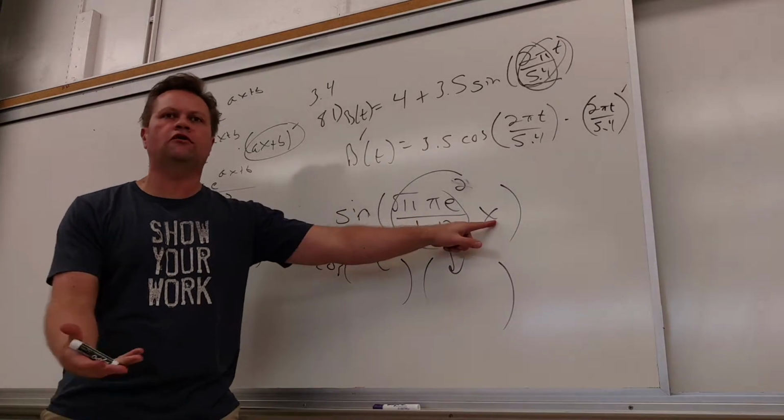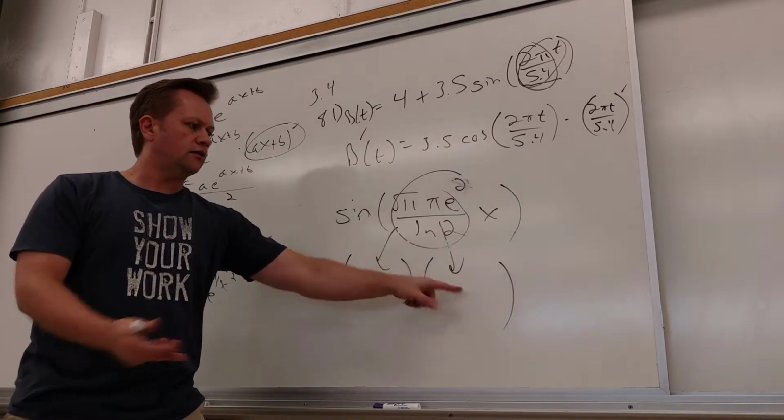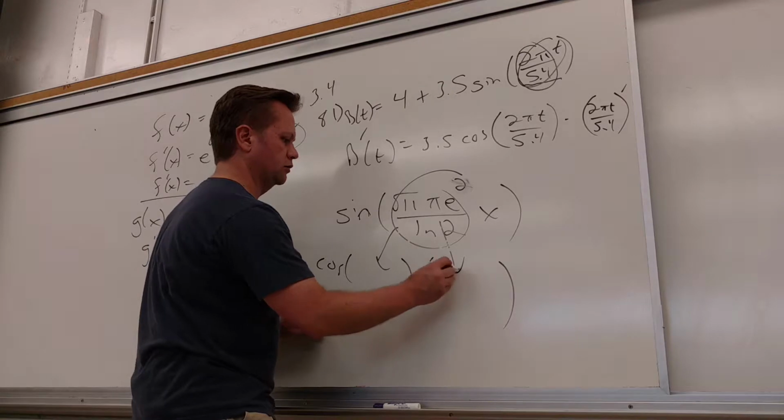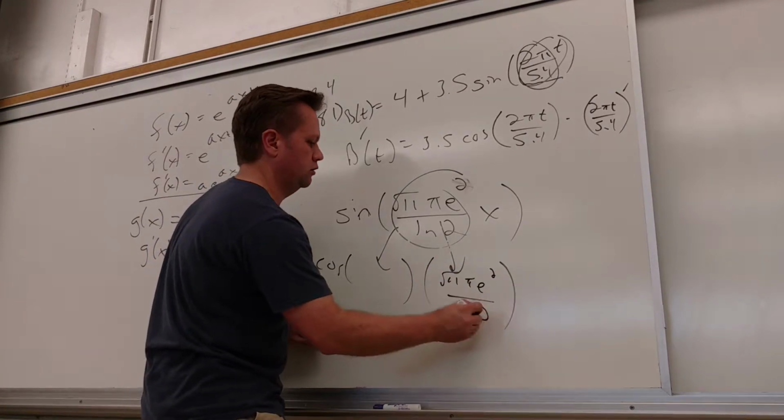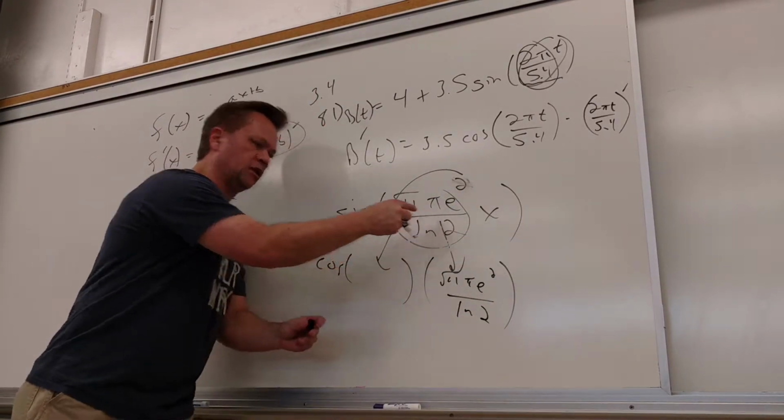So when they're just coefficients of linear functions of x, that's going to be its derivative. It's going to be times square root of 11 pi e squared over natural log of 2, because the derivative of this is just going to be the coefficient.